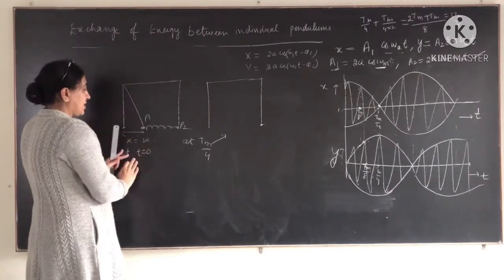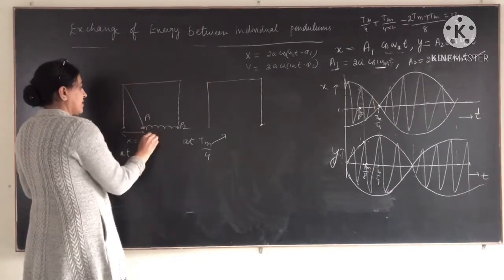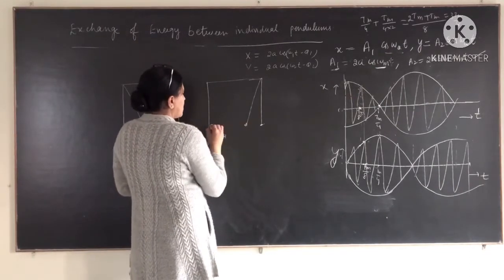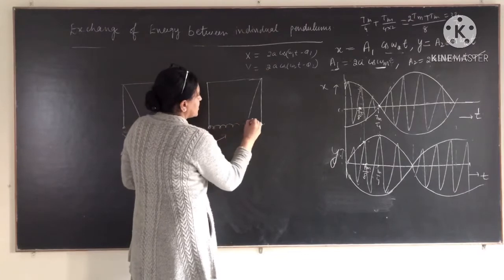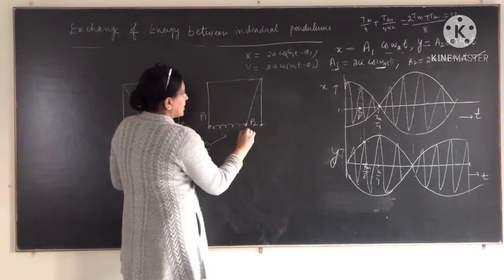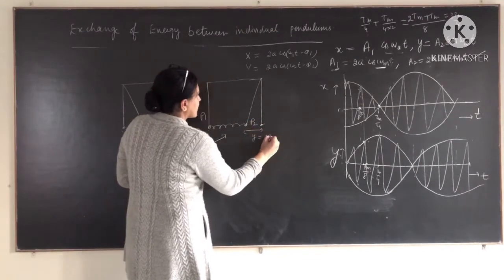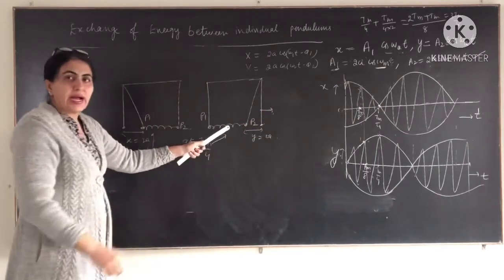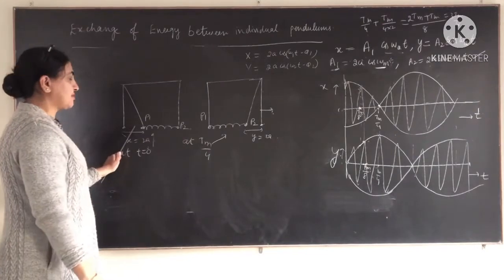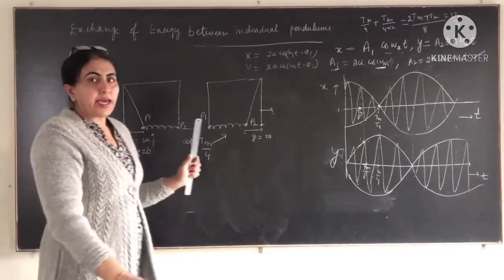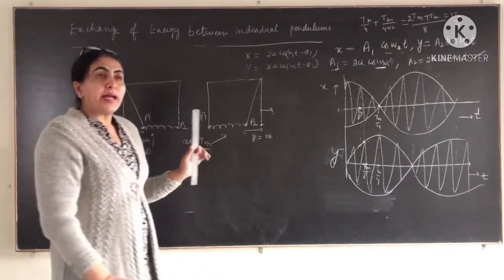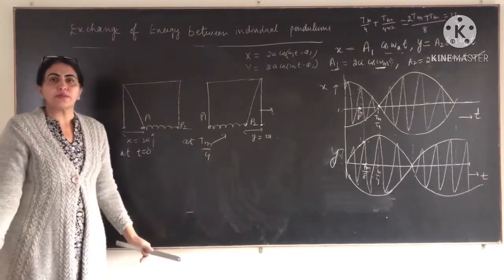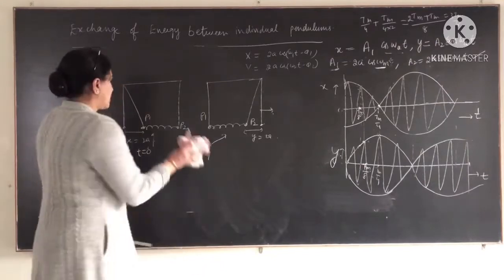Whole of the energy is with pendulum P1. Okay, at Tm/4 the energy is with pendulum P2. So diagrammatically this is P2, this is P1. We can also show like this. Whole of the energy is with pendulum P2 at Tm/4, whole of the energy is with pendulum P1 at t equal to 0, and at Tm/8 both pendulums have the same energy.